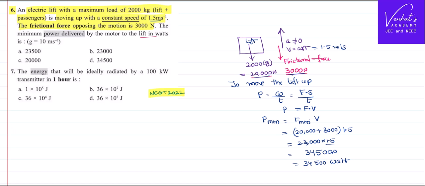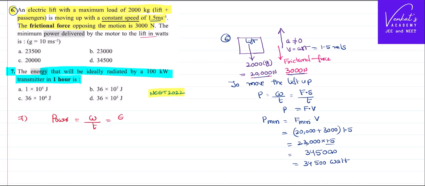Like that I can solve this question. Let's have a look at the other question. The energy that will be ideally radiated by a 100 kilowatt transmitter in 1 hour is how much? So what is given for you is power. Power is the rate of change of work done.